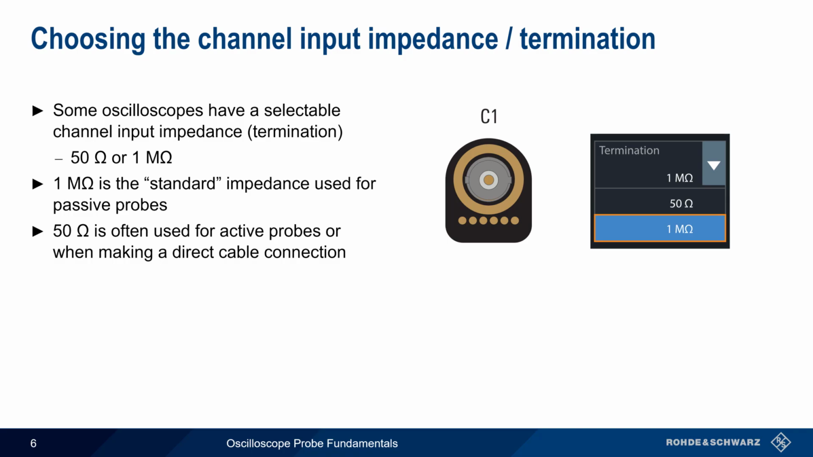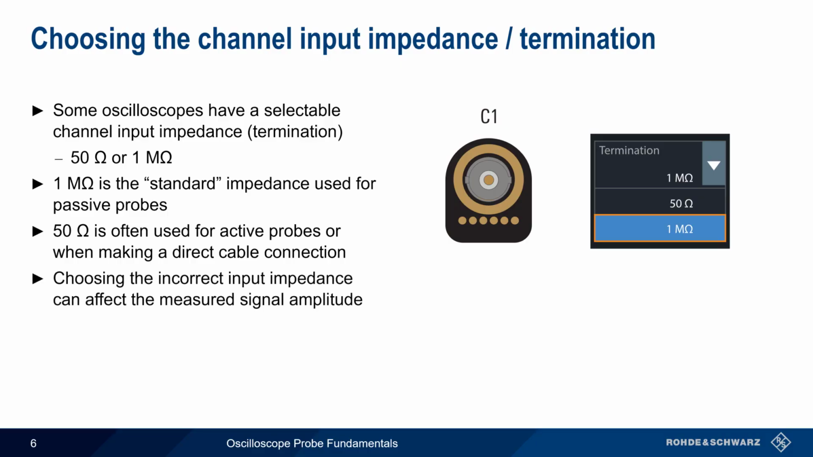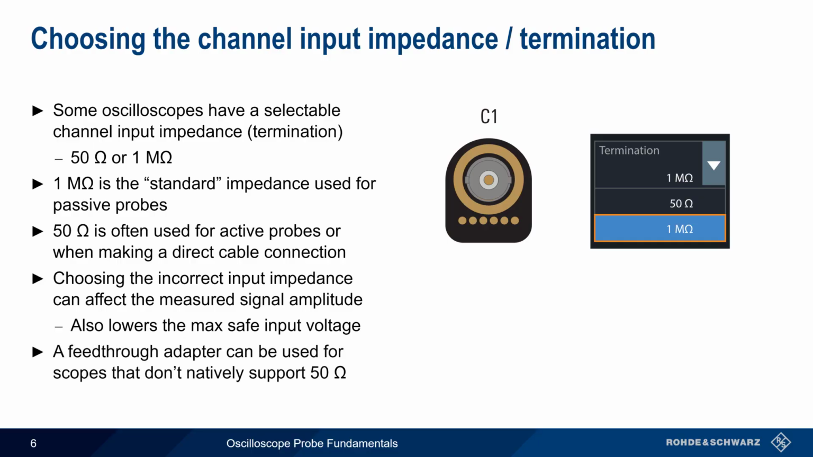Many test and measurement instruments and RF devices use 50 ohms as their standard termination. It's important to choose the correct input impedance, since the wrong input impedance can affect the measured signal amplitude. For example, seeing twice the expected voltage when the termination is set to 1 megaohm instead of 50 ohms. In addition, the maximum safe input voltage is often much lower when the termination is set to 50 ohms instead of 1 megaohm. Some scopes don't have native support for a 50 ohm termination, but in this case, special feed-through adapters can be used, when needed, to provide a 50 ohm termination.